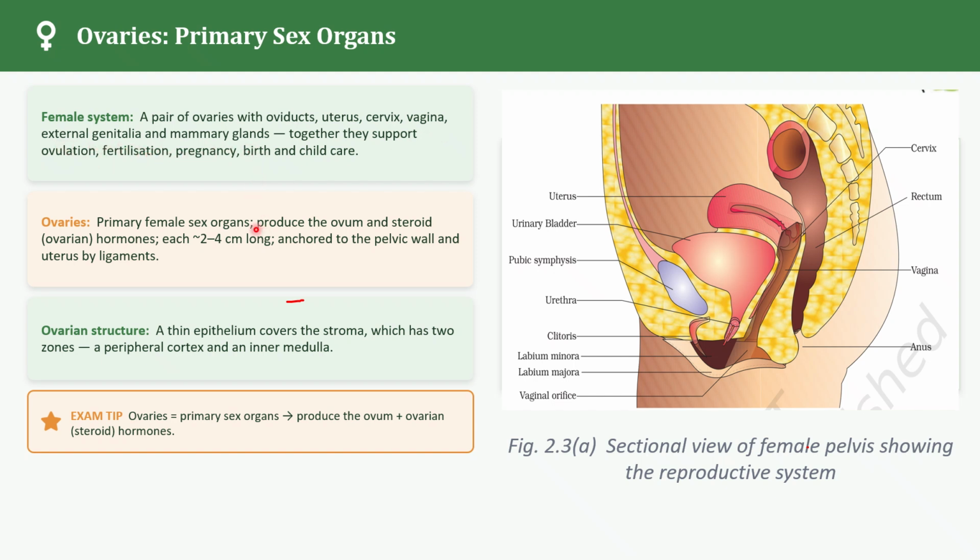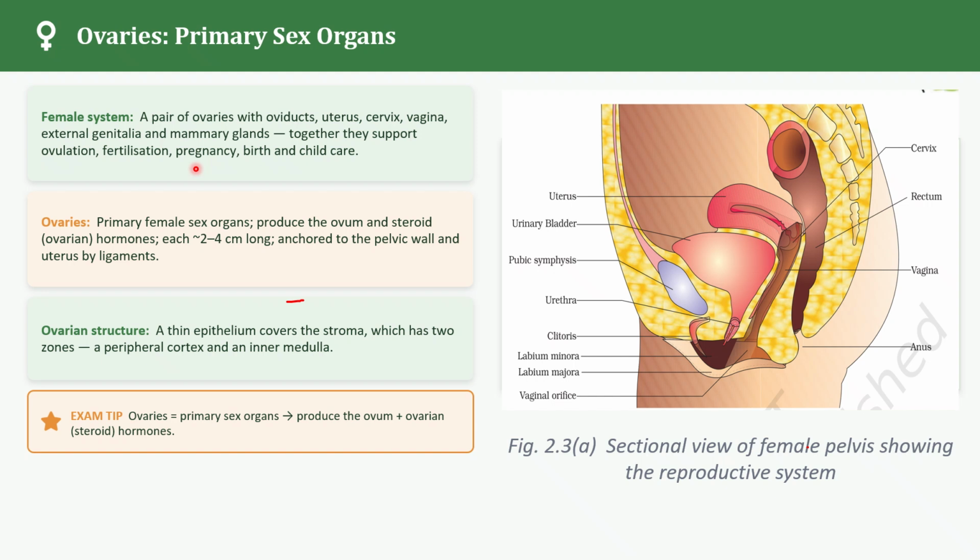So together all these perform important functions such as ovulation, fertilization, pregnancy, childbirth and lactation. Each organ has a specialized role and that ensures successful reproduction. For example, during every menstrual cycle, an ovary releases one mature ovum, which may be fertilized if a sperm is present there. So let's start with the ovaries.